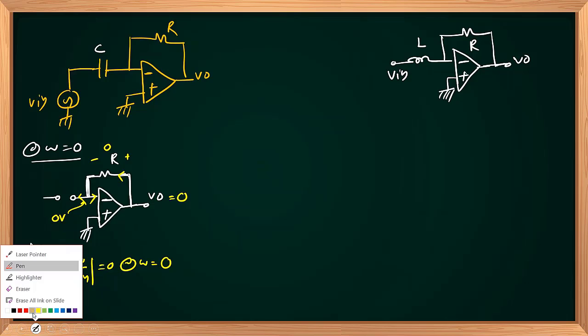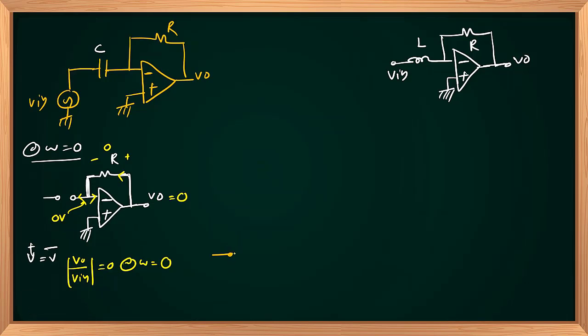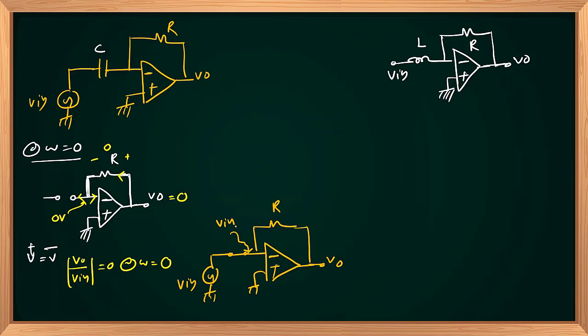As omega tends to infinity, the capacitor acts as a short circuit, negative, positive, grounded, V in, R, V out. As the capacitor is short, the voltage at the inverting node of the op-amp is V in itself, that is independent of V out. So I would say there is no feedback signal. The potential at the inverting input is not affected by the output signal. It is exactly equal to V in if the capacitor is shorted.